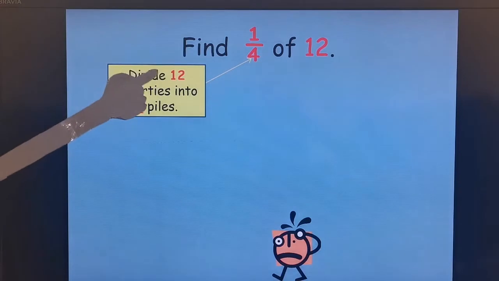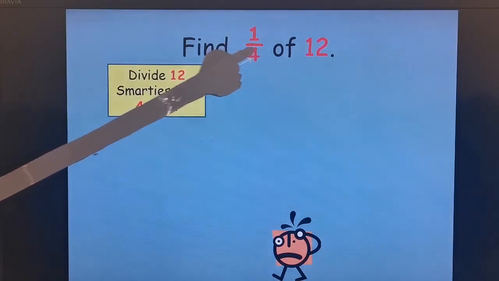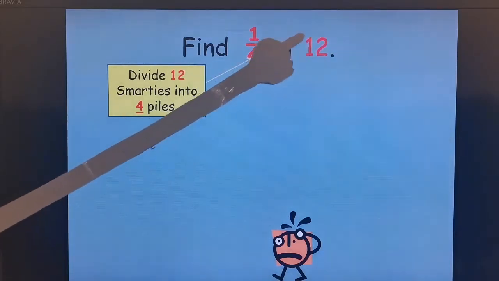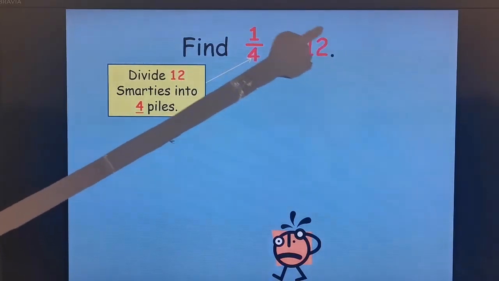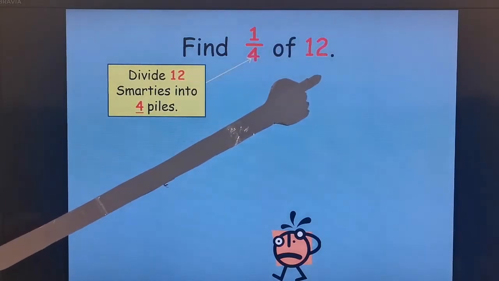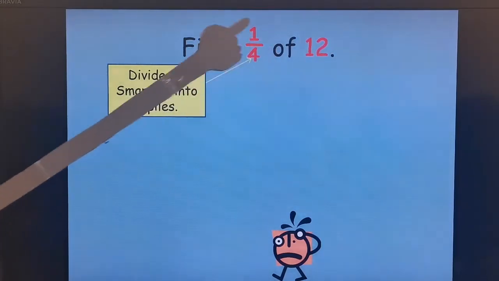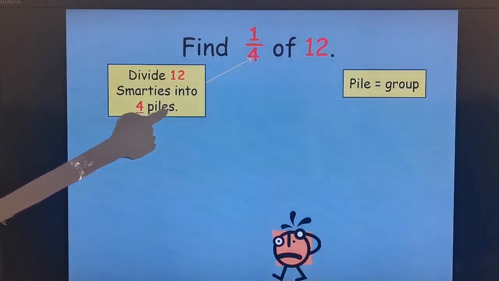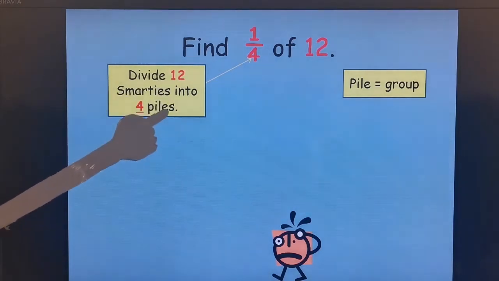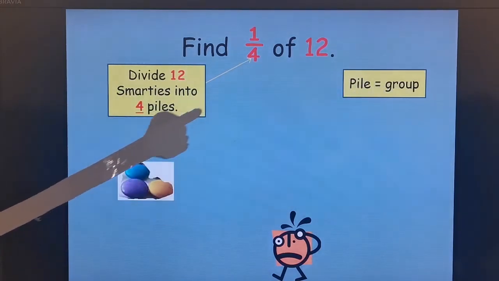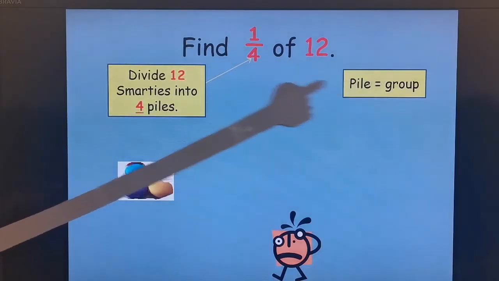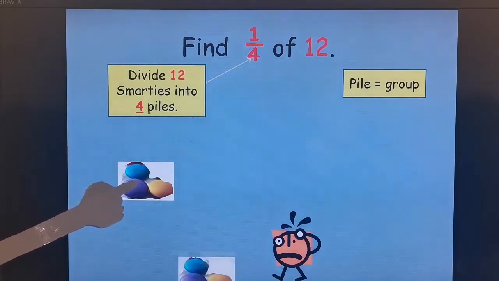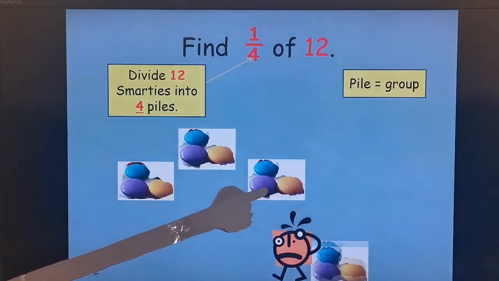All right, first of all, find 1/4 of 12. So this is my whole number, or the set number of Smarties, right? And we want only 1/4 of it. Before I go on, I want to remind you what the meaning of pile is. A pile is a group, all right? If I want to make a group for piles, meaning 4 groups, how many groups do I have to make? Yes, 4. 1, 2, 3, 4.